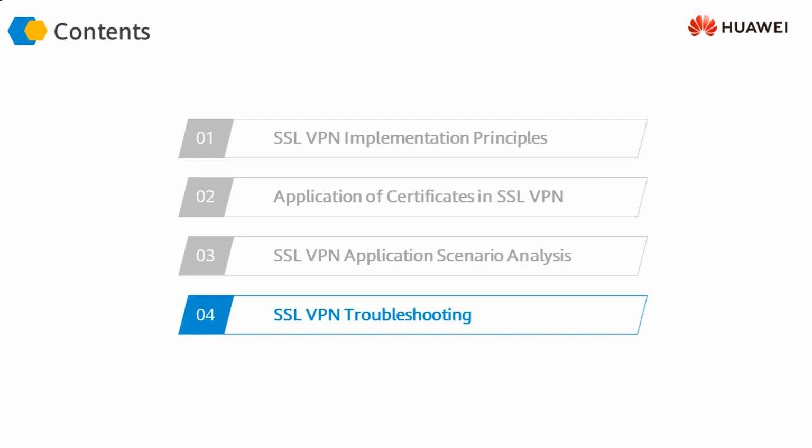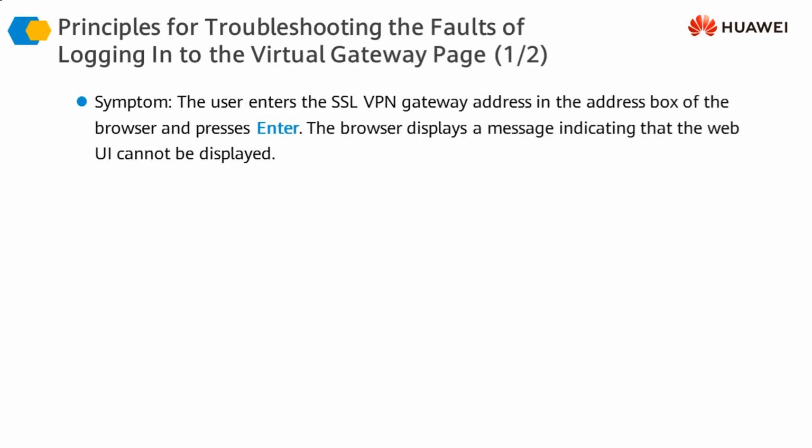There can be multiple troubleshooting scenarios, but we'll take a look at the first one, or the basic one here. In this troubleshooting scenario, the issue is that when we try to access the SSL VPN gateway, the browser displays a message indicating that the web user interface cannot be displayed, which means that it cannot access the SSL VPN gateway.